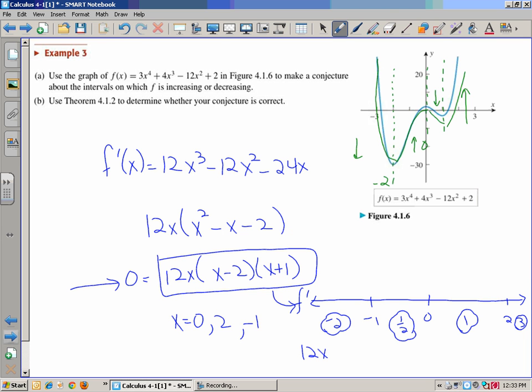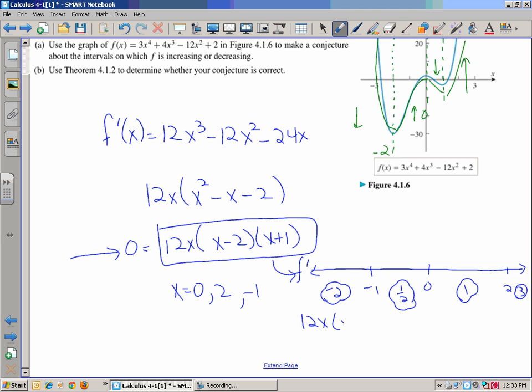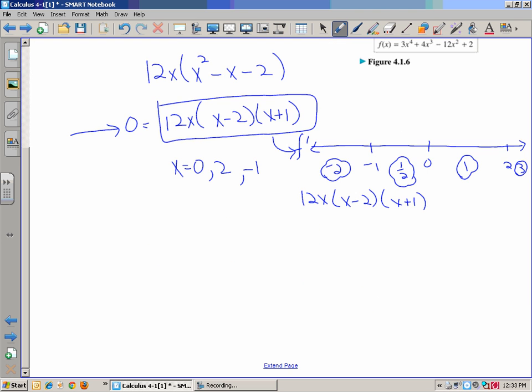So 12x, x minus 2, x plus 1. And I'm going to plug in several values here. I'm going to plug in negative 2. That would make this negative, negative, negative. A negative times a negative times a negative is negative. If I plug in 1/2, I'm going to get a positive number, a negative number, and a positive number.